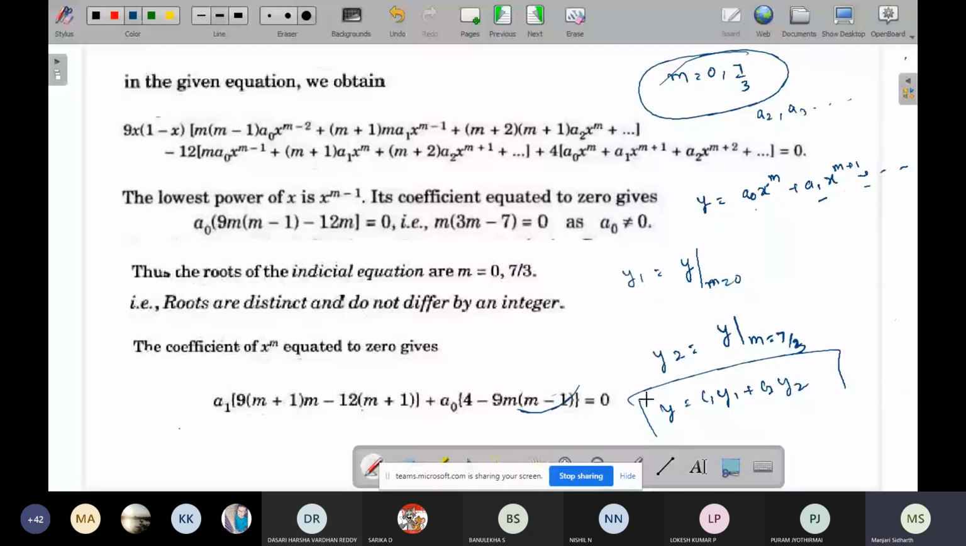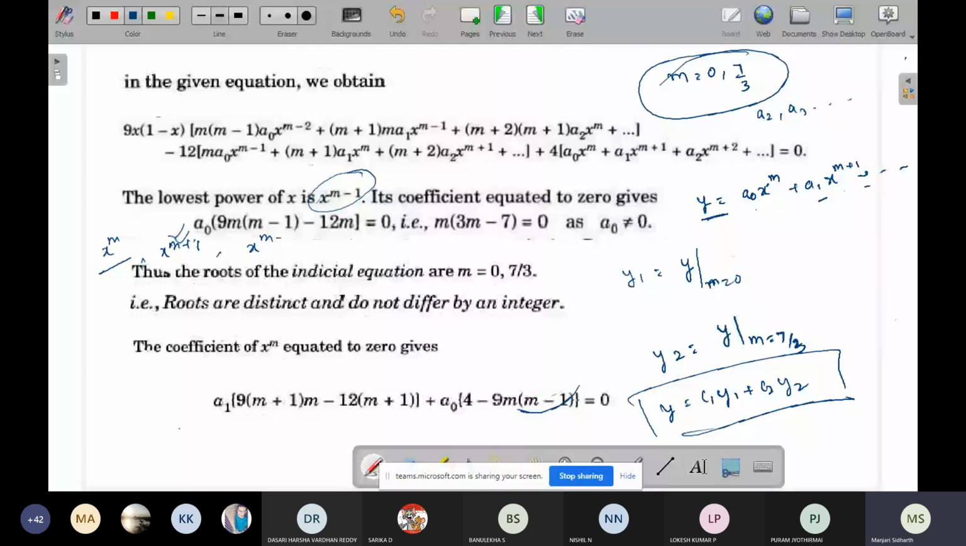Okay, but to find this y, which does not include these coefficients, we have to compare more coefficients, more powers of x coefficients. So when you are comparing the lowest power of x, you will get the initial equation. Now the second lowest power of x would be x power m, right? Then x power m plus 1, then x power m plus 2, like that.